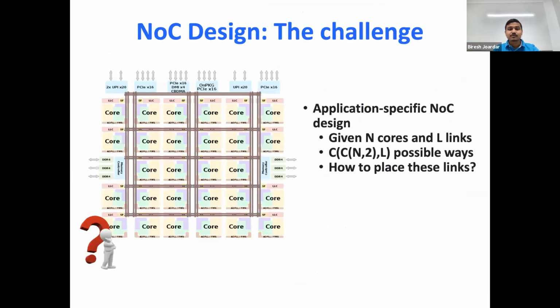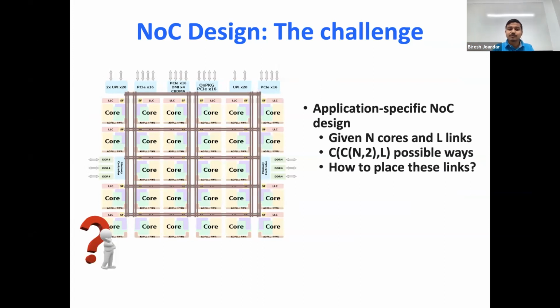So to summarize, what is the NOC design problem again? Here, again, we have N cores and L links. The number of links is not the same as the number of cores this time. We have N cores and L links. Now the question is, how should I connect these N cores using these L links so that I get the best performance or maybe power?